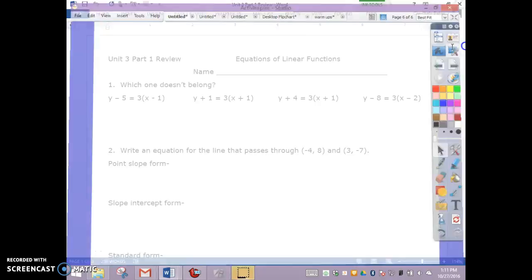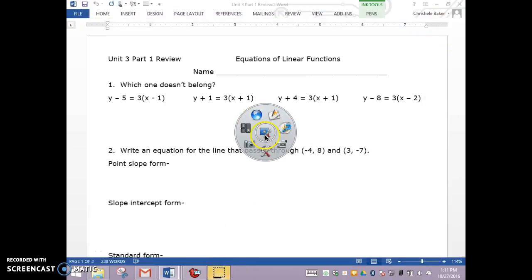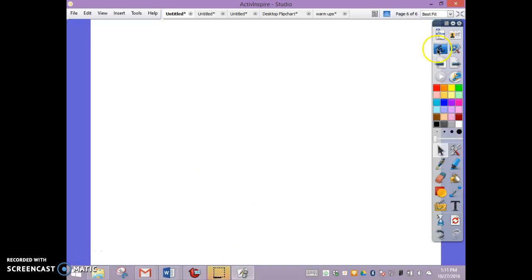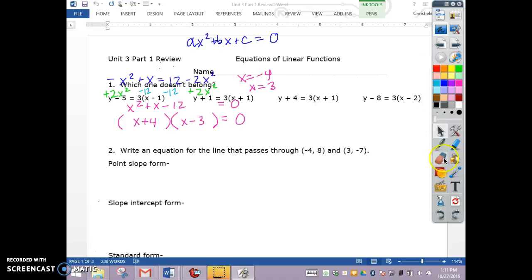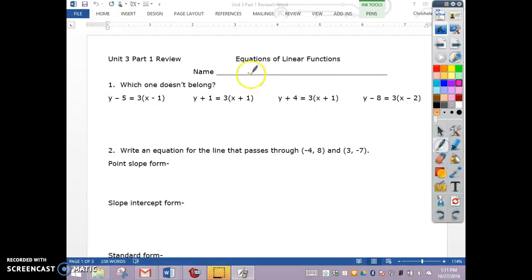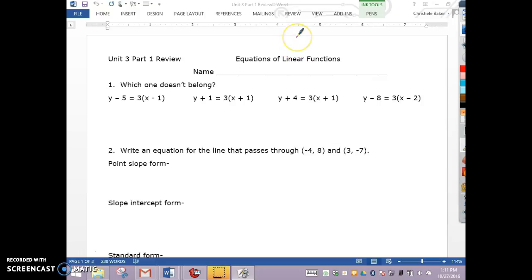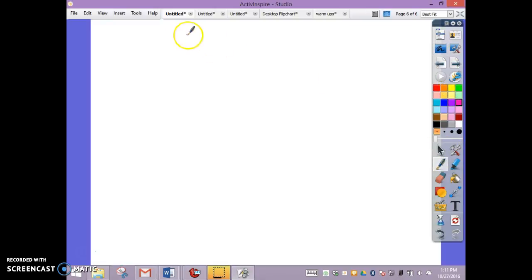This is on equations of linear functions. So what we're focusing on in this part of our unit is graphing equations of linear functions and the three different forms of the equations of linear functions. So let's start there before we do any problems.